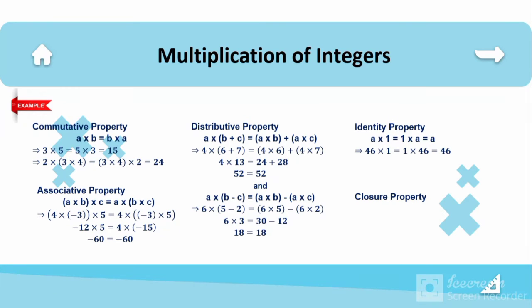And the last, closure property. If A multiplied by B and multiplied by C and so on is equal to an integer. This is an integer and this is also an integer. It means both of them have the closure property. Look at this. 4 is an integer and 9 is an integer. 4 multiplied by 9 is equal to 36 and 36 is an integer. It means multiplication of integers has the closure property. This is an integer and this is an integer.